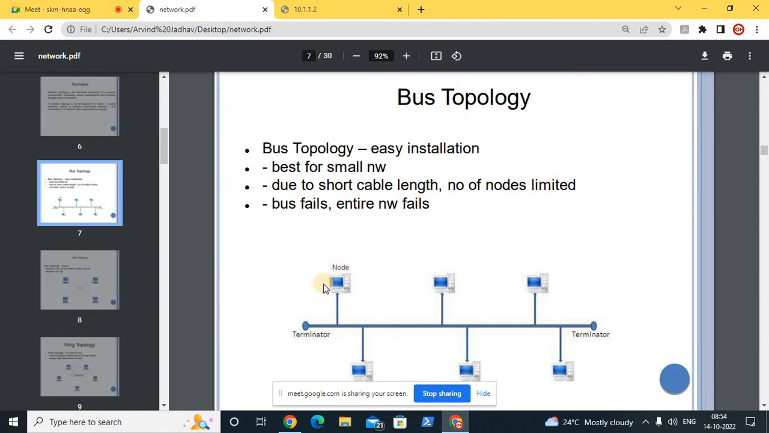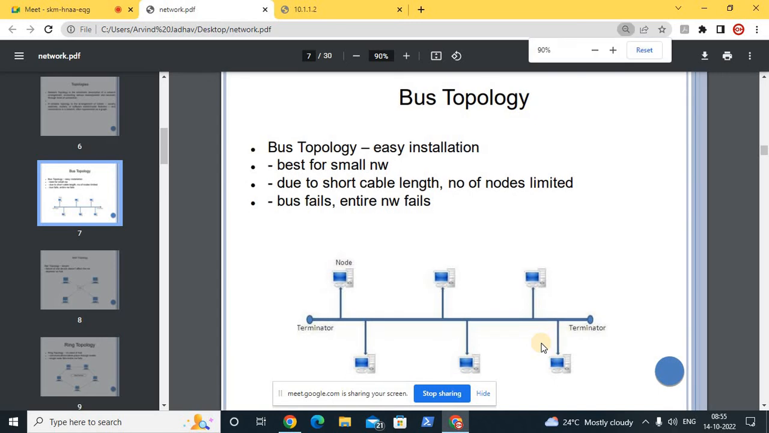See here, the line starts and one computer is connected to the line. Another computer is connected to the same line. The third communicates with the same line, the fourth with the same line, the fifth and sixth as well. And this one is the terminator. In that case, node 1 can communicate with other devices. Node 2, node 3, node 4, all the devices intercommunicate with each other.